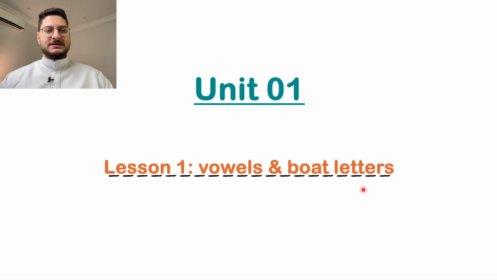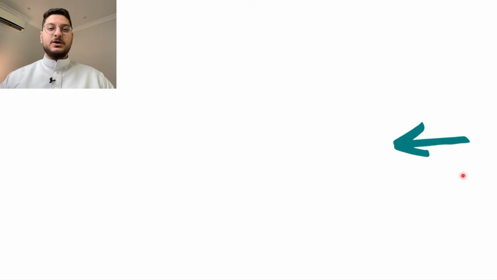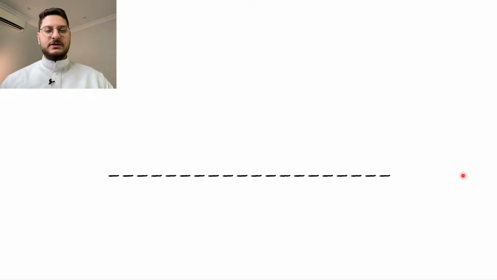We will also look at some boat letters in this lesson, and you will end up this lesson reading over 10 or 15 words. Let's start with these two notes in Arabic. The first note: in Arabic, we start writing from the right to the left and not from the left to the right like in English. The second note is that we are going to use this horizontal line to help us with the positioning of the letters better.